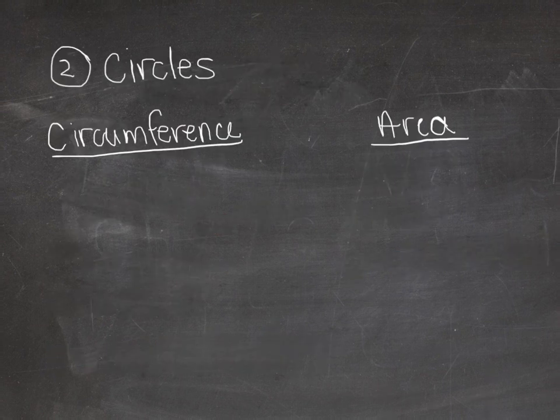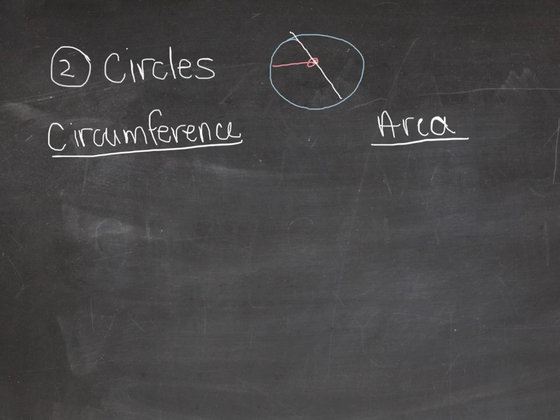So with a circle, I have to remember that the radius is a line going from the center of the circle to the edge of the circle, and the diameter is a line passing from one edge of the circle to the other edge of the circle through the center of the circle. So this is diameter and this is radius.